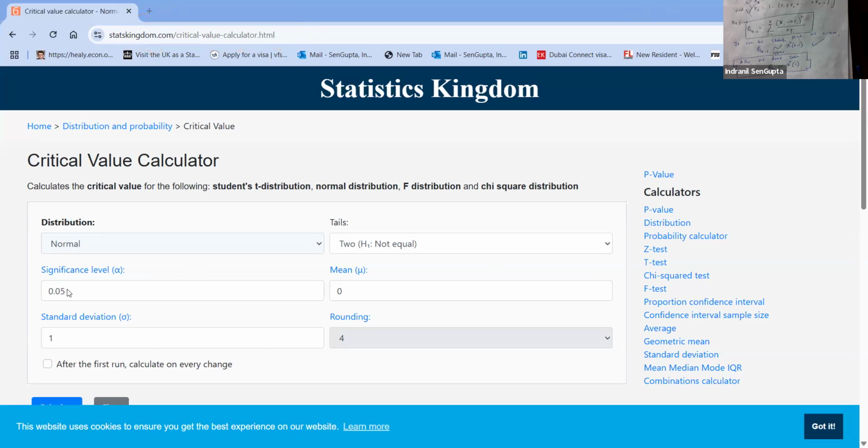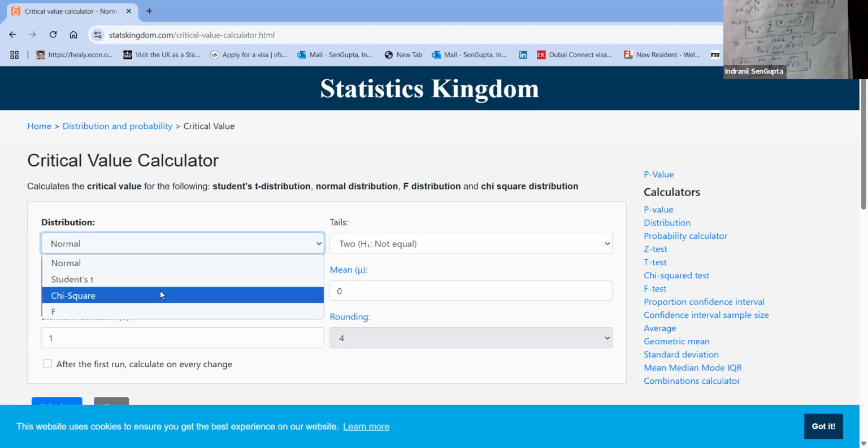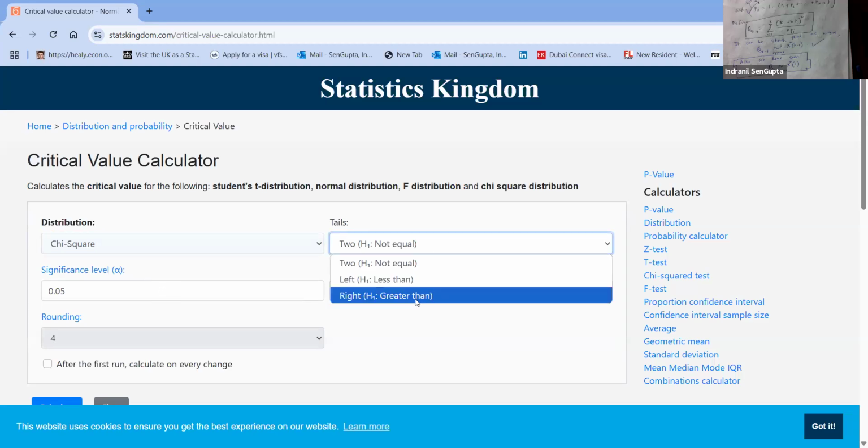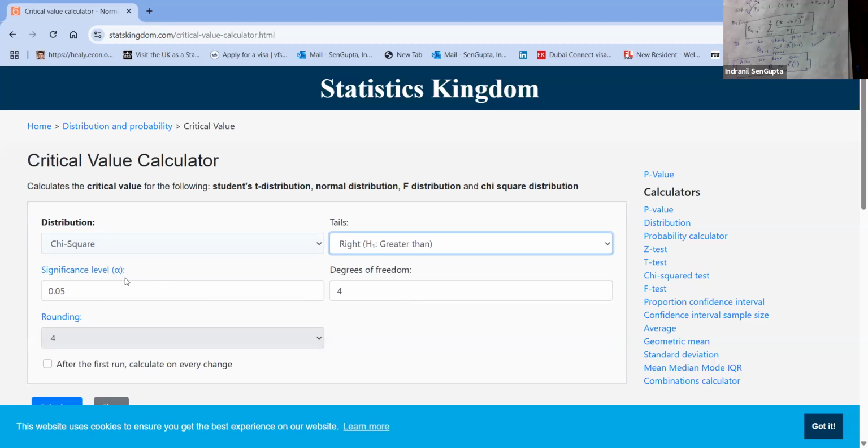What you do is, in the distribution section, you see this distribution. By default in this page, it's set up as normal, so you change it to chi-squared. Now for the tails, you'll choose the right tail. For the significance level alpha, you'll say 5% significance level, and for degrees of freedom, whatever you want to put, say 4 or 5. Rounding, you don't have to touch; it's whatever rounding you want.